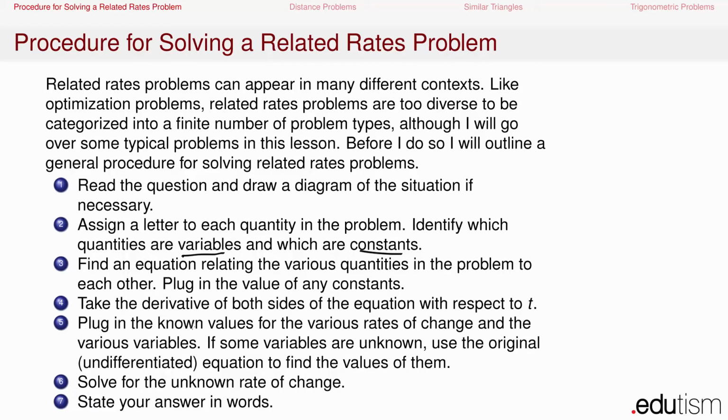The derivative of x squared will be 2x times x prime. The fifth step is to plug in the known values for the various rates of change of the various variables. If some variables are unknown, we're going to use the original, undifferentiated equation to find the values of them. The sixth step is to solve for the unknown rate of change, and the last step is to state your answer in words.